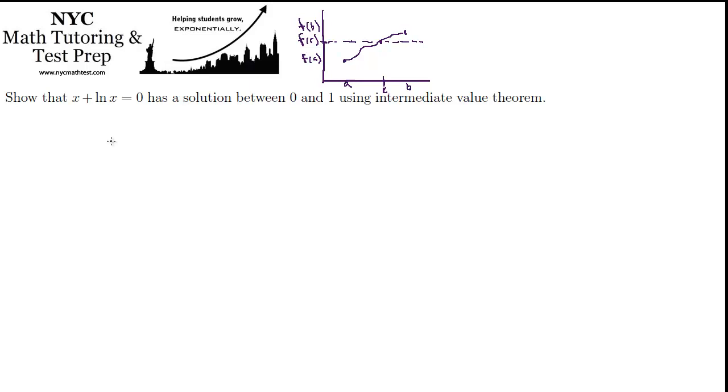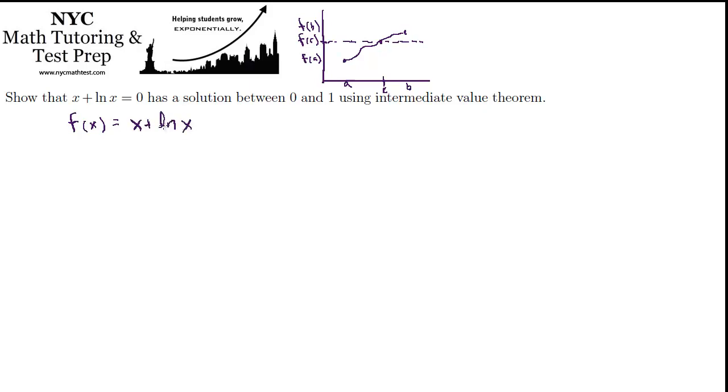So the basic approach here is to choose, we know that the solution is supposed to be a value that x is going to take on that's between 0 and 1, where f of 0 is going to be less than f of x, which is less than f of b. So let's write that. So this function is our f of x. F of x equals x plus ln x.